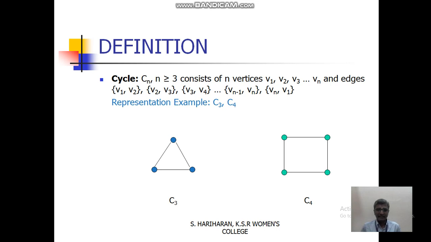Next one, cycle. It is denoted by the symbol Cn, and n should be greater than or equal to 3. It consists of n vertices v1, v2, etc., vn, and edges e1, e2, and so on. Here, this is the example C3. It is a circle, and C4 is also a circle. It means C3 is a cycle with 3 vertices and C4 is a cycle with 4 vertices.